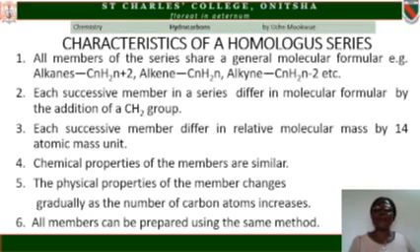For example, the alkanes from C1 to C4 are gases at room temperature. From C5 to C10 are liquids at room temperature. And from C11 and above are all solids at room temperature. Finally, all members can be prepared using the same method, meaning that if you know how to prepare the first member, you can use that same method to prepare the second member, third member, and so on.